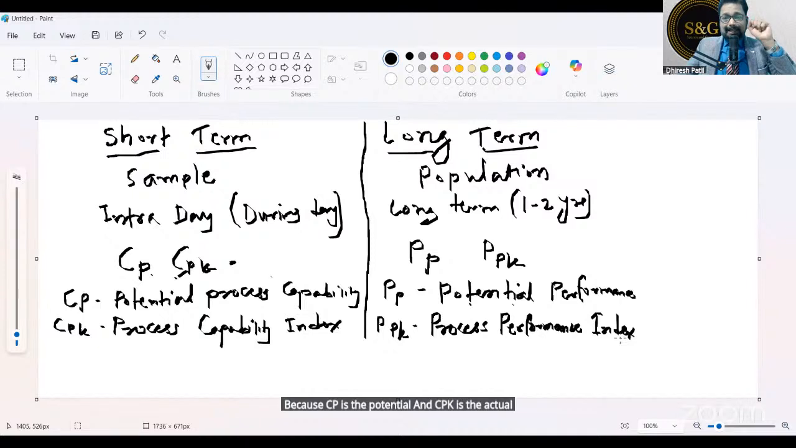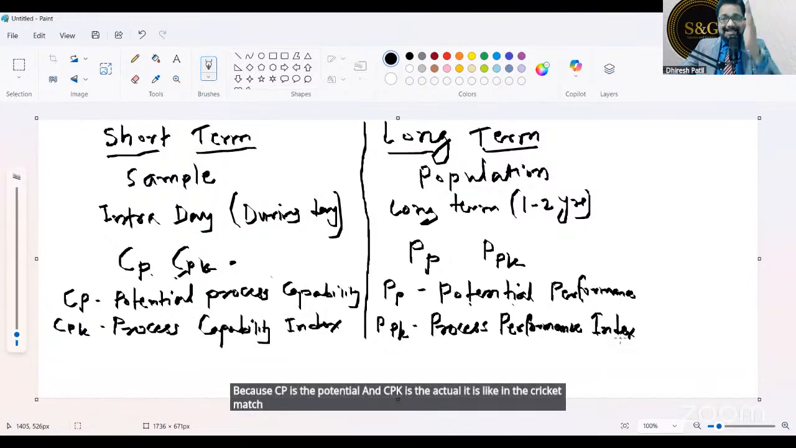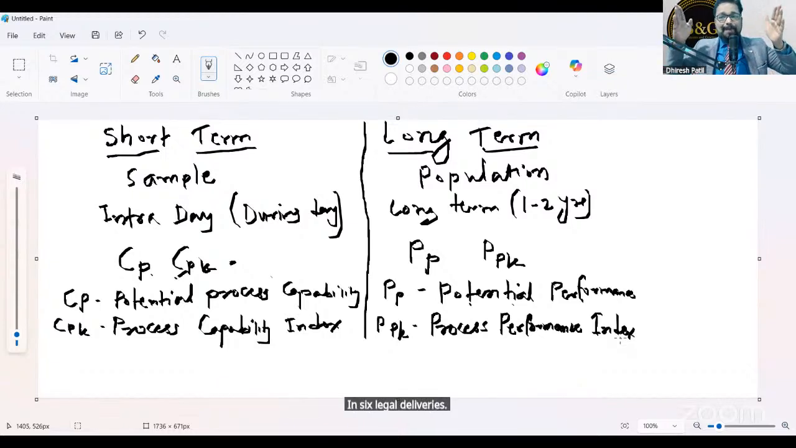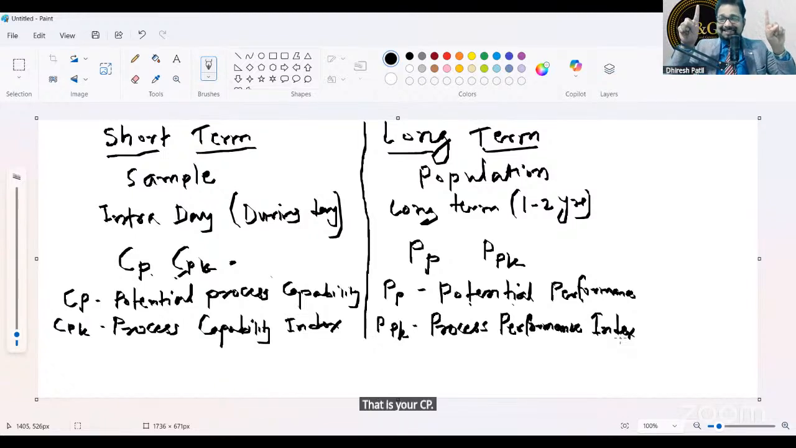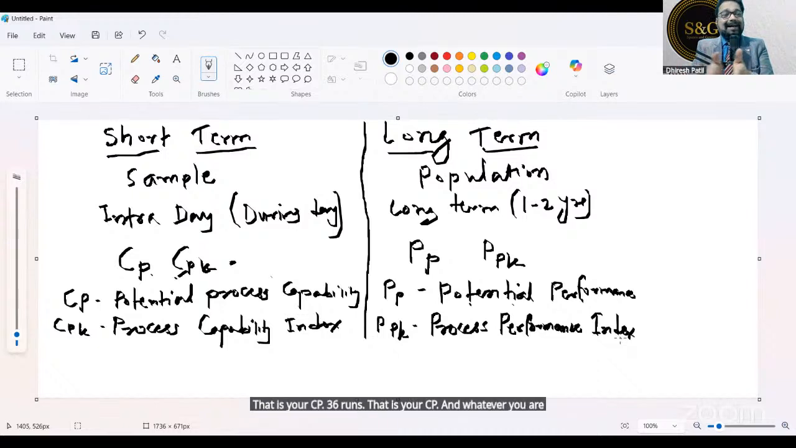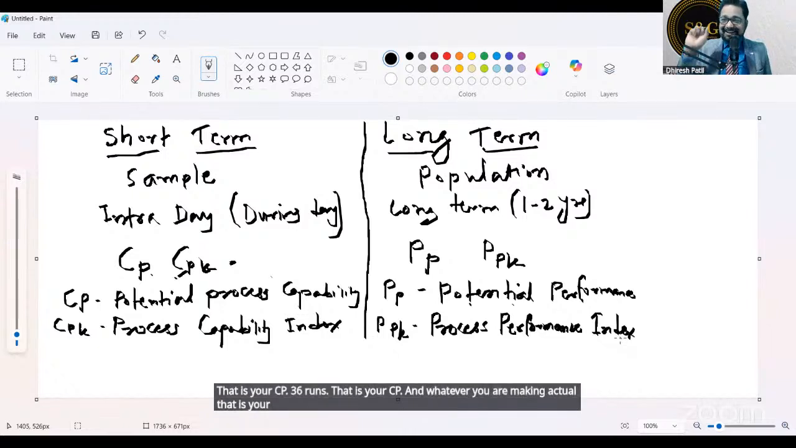It is like in the cricket match, in 1 over, in 6 legal deliveries, what is the maximum score you can score? Type in the chat box. In 6 legal deliveries, how many runs you can make? In a cricket match, that is your CP, 36 runs. That is your CP. And whatever you are making actual, that is your CPK. Are you clear with this example?